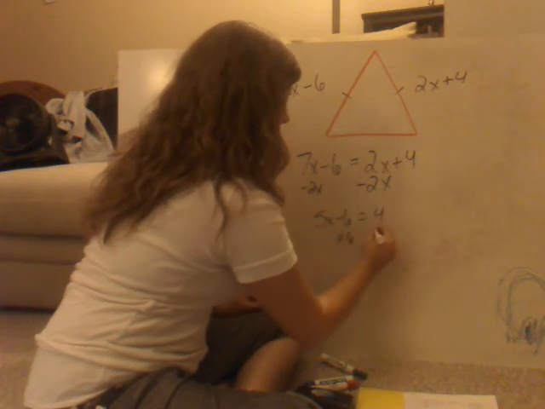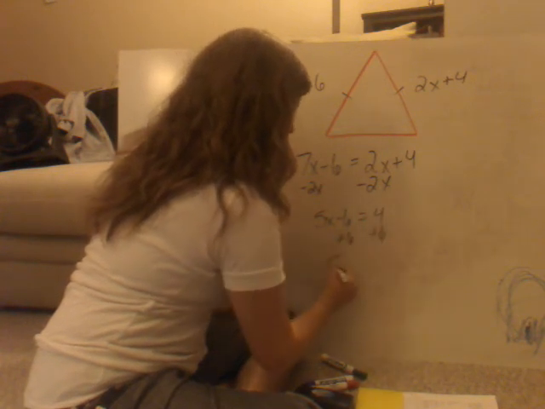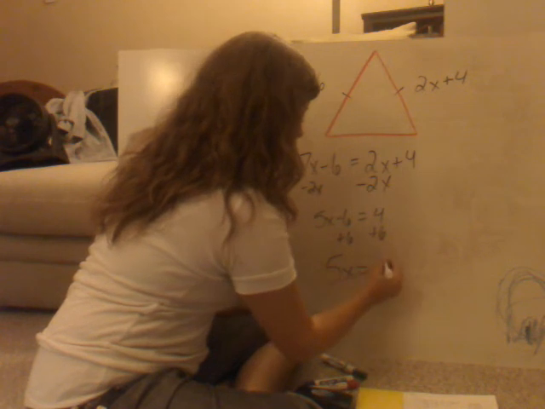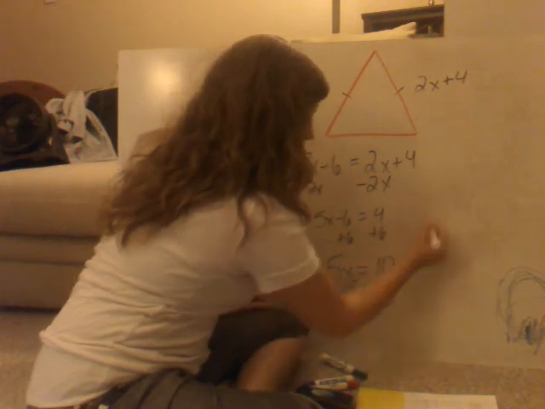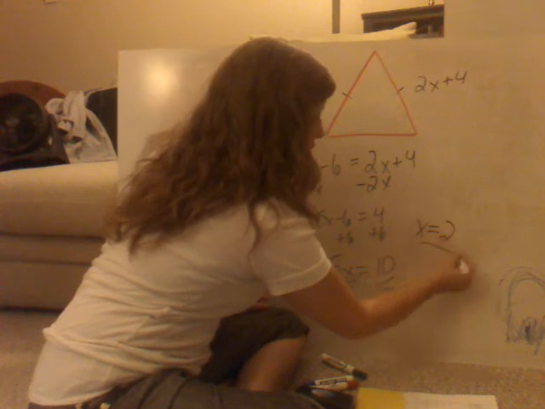I'll add my 6 to both sides. 5x is equal to 10. Divide by 5. X is equal to 2.